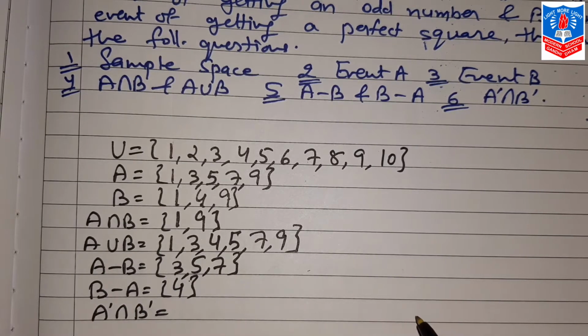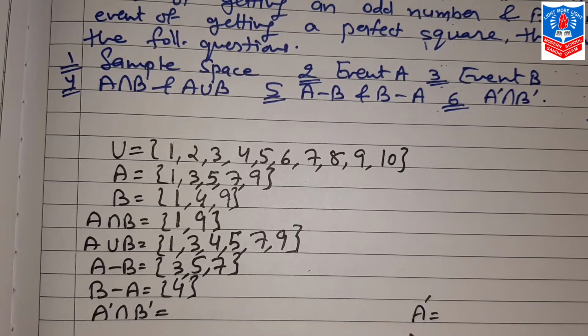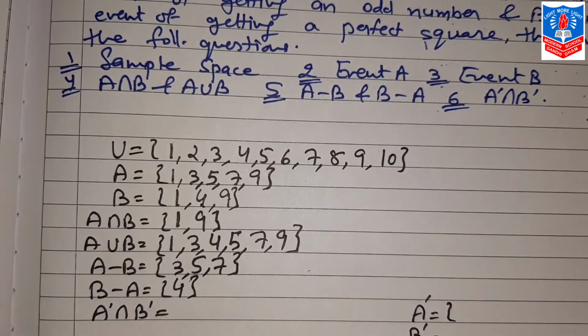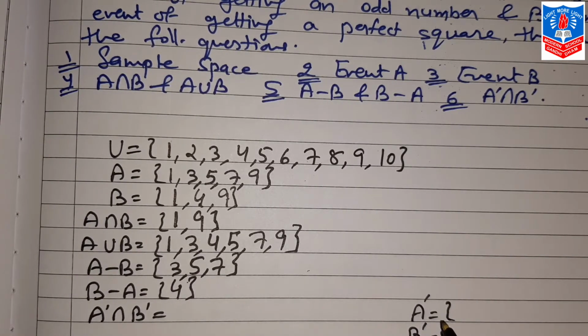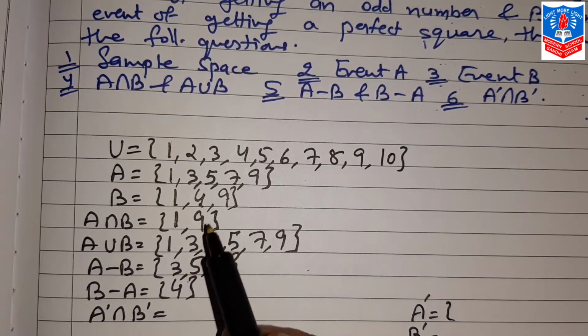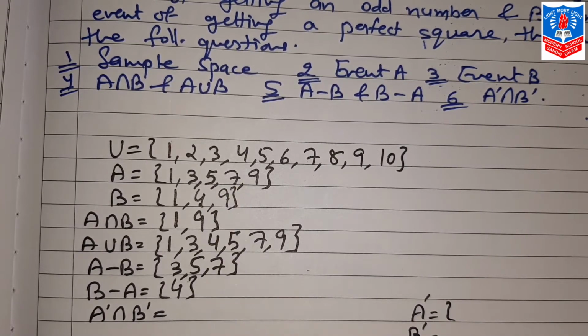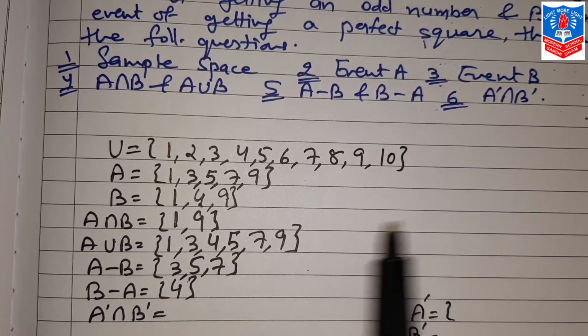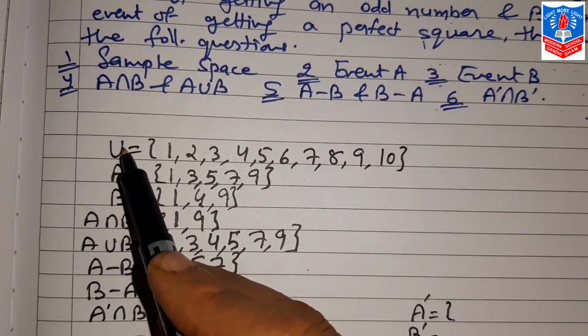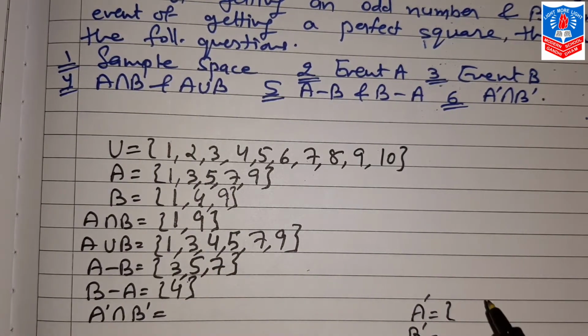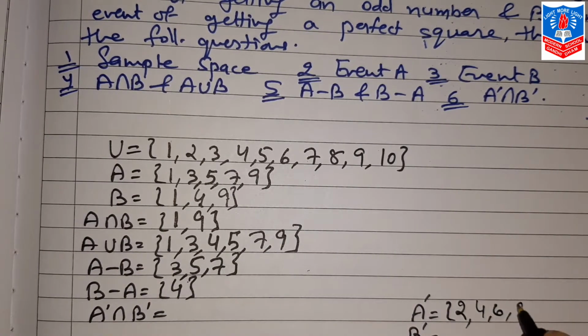So first what we will find, that is A dash and B dash. Now A dash is what? Complementary event of A. That is the elements which are, or you can say other than A from sample space U. Now 1, 3, 5, 7, 9. These elements other than this from this sample space U, that will be A dash. So these will be here. These are odd numbers. So obviously which even numbers are, those will be A dash.